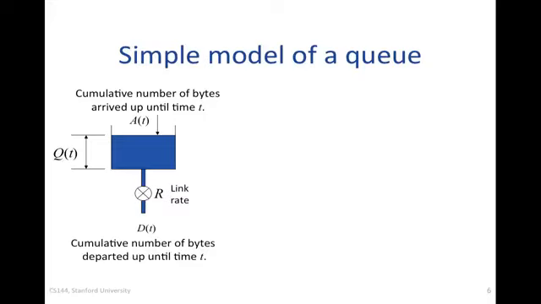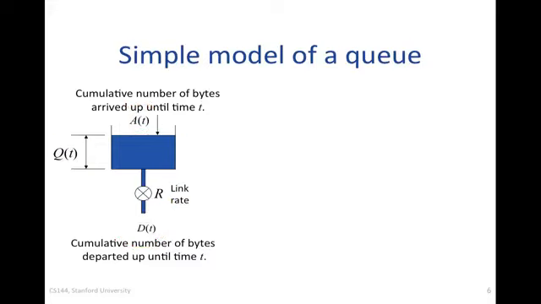We can also think of a queue as being like a bucket full of water, and here's a simple example. A of t is the cumulative number of bytes that have arrived up until time t. D of t is the cumulative number of bytes that have departed up until time t, and in this example they're going to depart at a fixed link rate of r. At any one time there may be some bytes that have arrived but haven't yet departed. They're the ones sitting in the bucket here, and the occupancy of that bucket is going to be Q of t. So this is like a simple model of our queue. It's just another way of thinking about it.